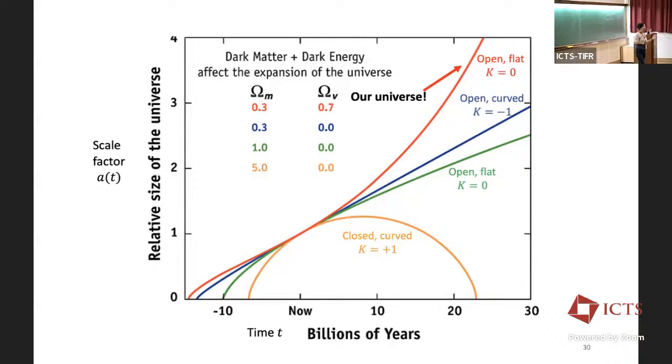If we had different parameters, then the fate of the universe would have been different. This one here, for example, the yellow one, has a huge excess of matter, where omega m is 5. What you see here is that this corresponds to a closed, curved space. It's a closed universe in the sense that it would expand for a little bit, and then it would collapse again on itself.